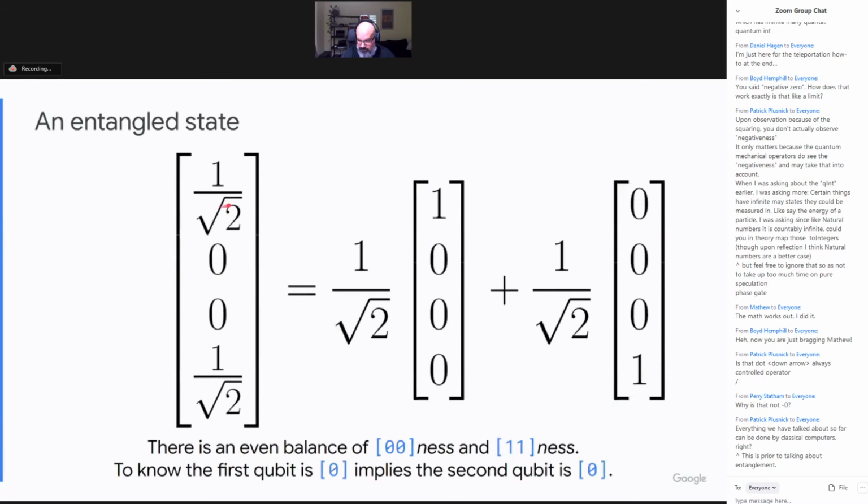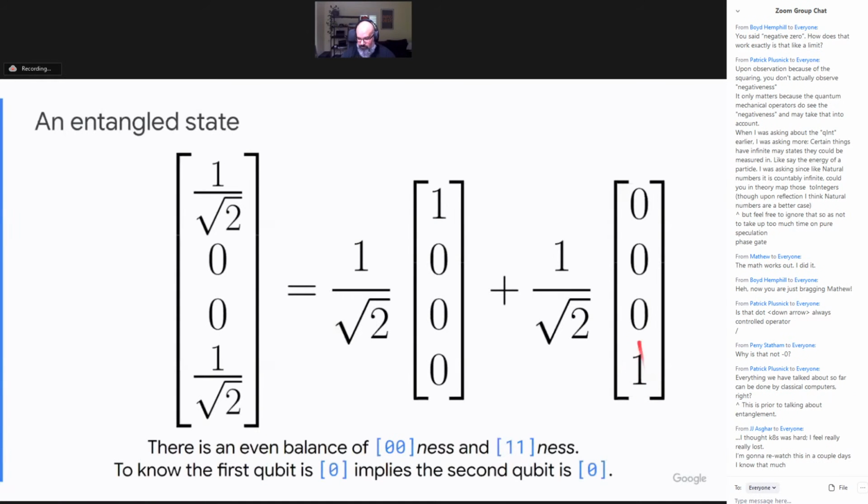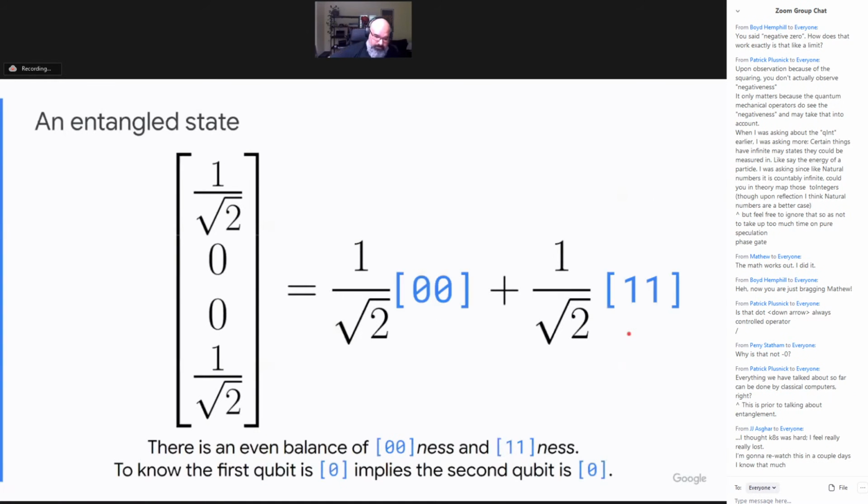This is a state. This component squared plus this component squared plus this component squared plus this component squared sum to 1. It's a perfectly valid 2-qubit state, but I will assert that it cannot be expressed as the tensor relation of 2 qubits. I can express it as an addition, as a linear combination of these 2 states. It's an equal superposition of 0-0-ness and 1-1-ness, but it's not a tensor relation between 2 qubits.